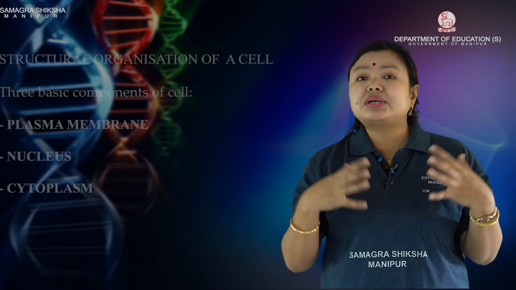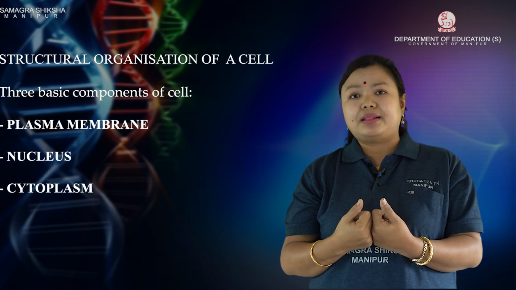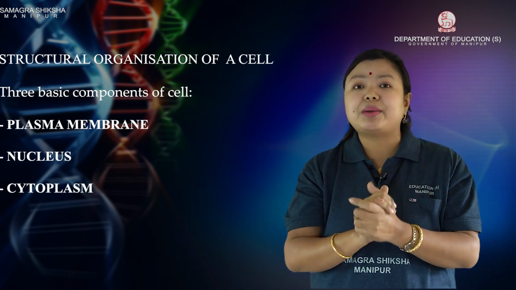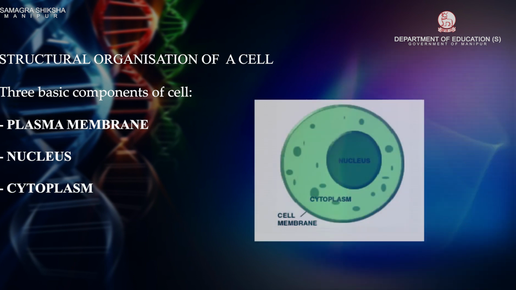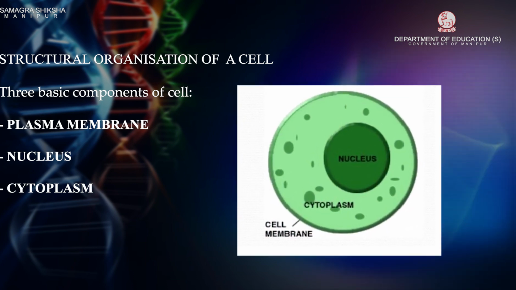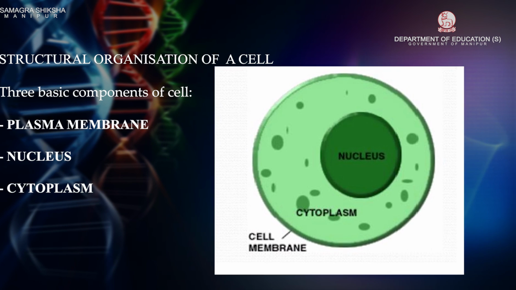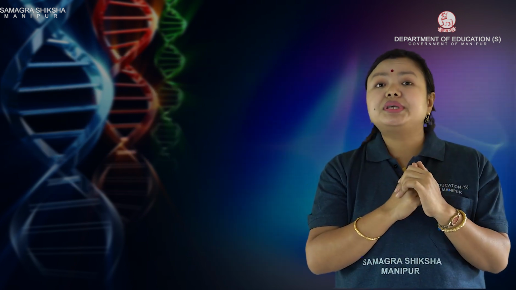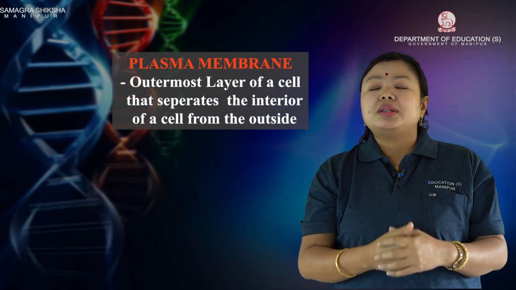See about the structural organization of a cell. Basically all cells have three components, right? That we have been studying from the very lower classes. That is plasma membrane, nucleus, and in between these two, what? The cytoplasm. Okay, let's see first about the plasma membrane.